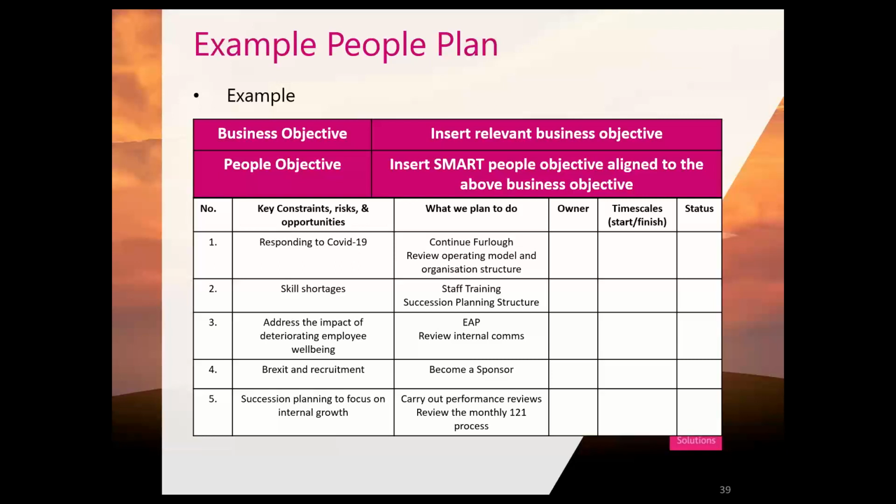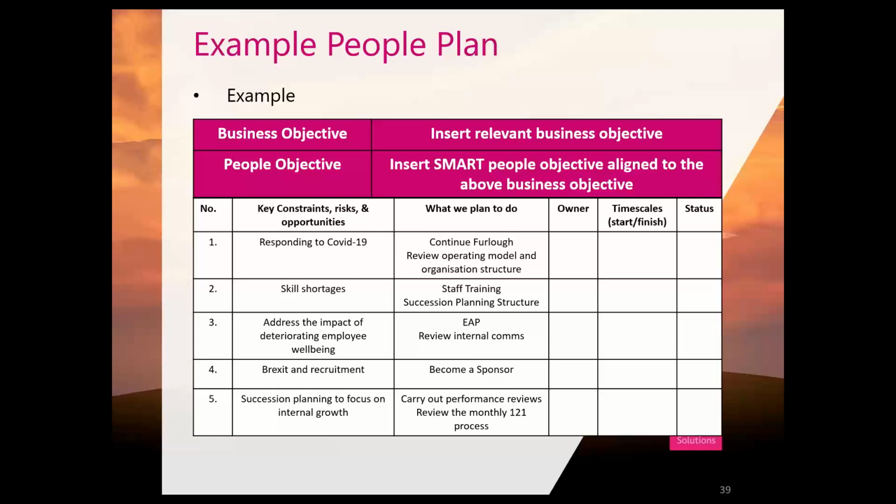So there are some things that could be your constraints, risks, opportunities. And then in terms of what we plan to do, you may make a commercial decision to continue with furlough right through to April. Whether or not there are going to be any changes to it, we do not know, but nothing surprises us anymore. You may decide that you need to review your operating model and make some changes to it. From your skill shortages perspective, and the development side came through quite highly on our polls, look at your training and your succession planning, because you need to be equipped for the challenges that we move forward with.